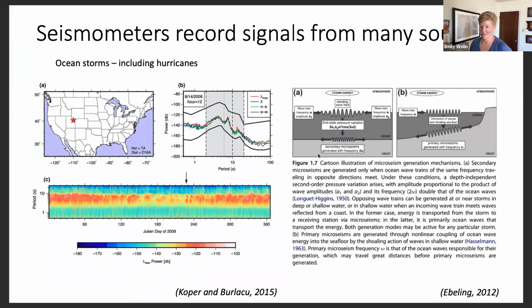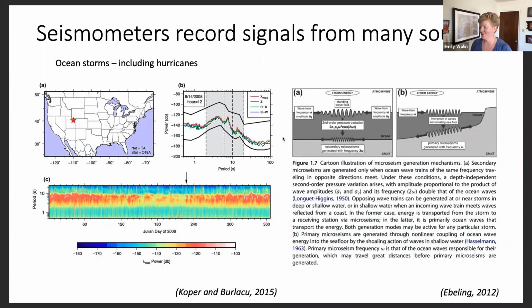A different source of noise on seismometers is storms in the ocean. Seismometers can record energy from hurricanes. They record energy produced by standing waves propagating in the ocean. This is a signal that's so pervasive throughout the Earth. We record it at every single seismic station on Earth. We don't see them on Mars, which is cool.